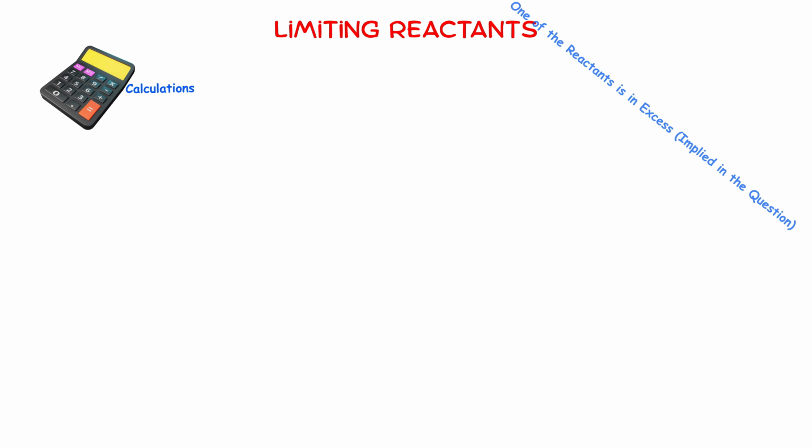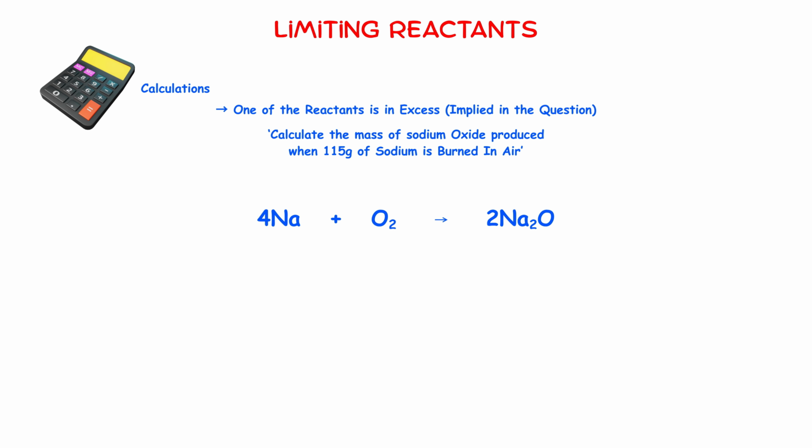Now, when it comes to solving calculations, sometimes the question will explicitly state that one of the reactants is in excess, but in other situations, it may only be implied. For example, consider the question that asks us to calculate the mass of sodium oxide that is produced when 115 grams of sodium are burned in air. The term burning in air refers to a combustion reaction, which essentially means that the sodium is reacting with oxygen. Since air contains a large amount of oxygen, we can reasonably assume that oxygen is in excess in this case, which means that the sodium must be the limiting reactant.